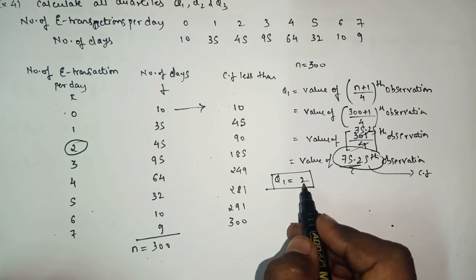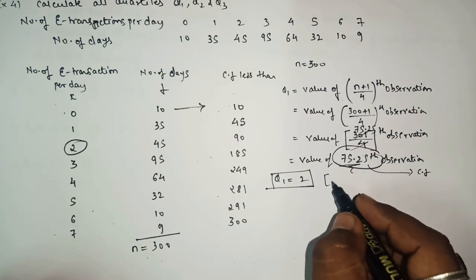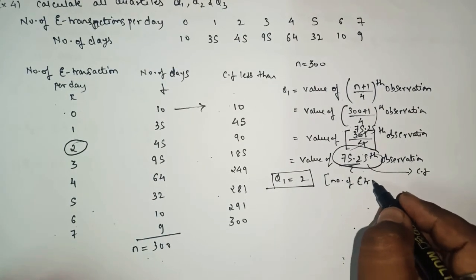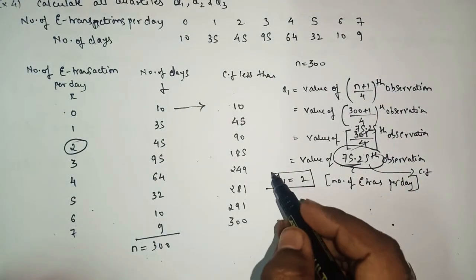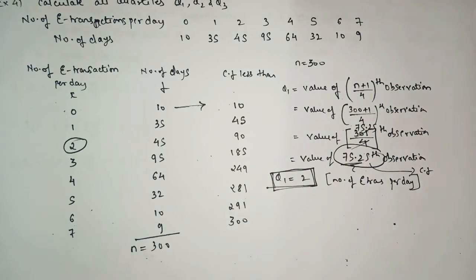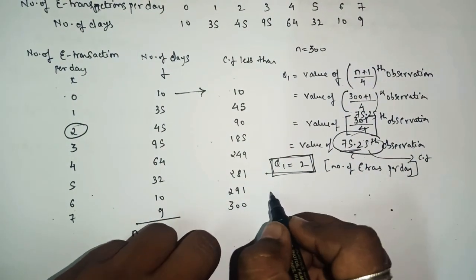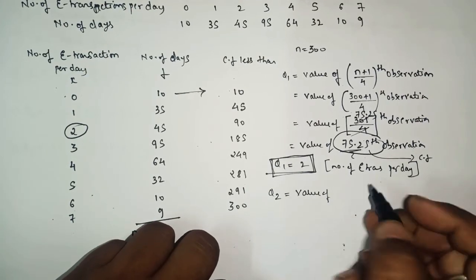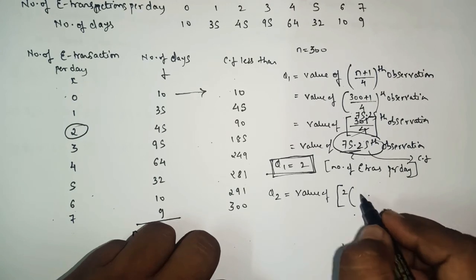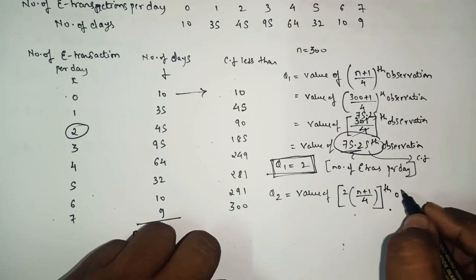So the third row is the answer for Q1. So your Q1 equals 2, that is 2 e-transactions per day. A number of transactions does not have any unit, so you can write Q1 equals 2. I hope you understood the first one. Let's see Q2 now. What is the formula for Q2? It is the value of 2 times (n plus 1) upon 4 th observation.